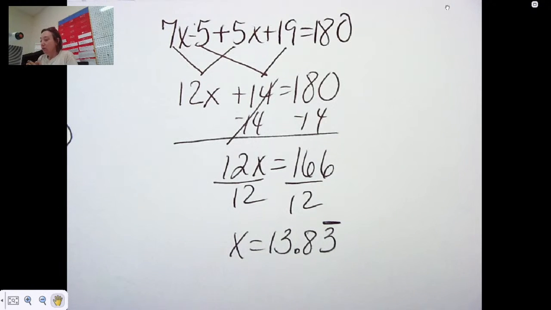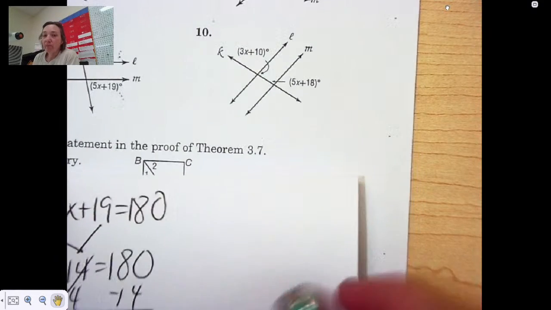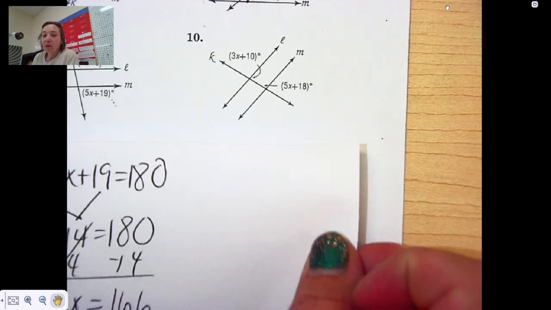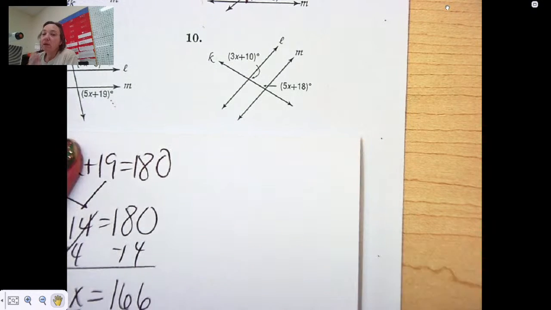Okay. Did you get an answer? What'd you get? I got the 19. Did you get 19? Let's talk about where it comes from, okay? What do we know about these two angles right here? They are inside. And what do we say about same side angles? Same side? Supplementary.